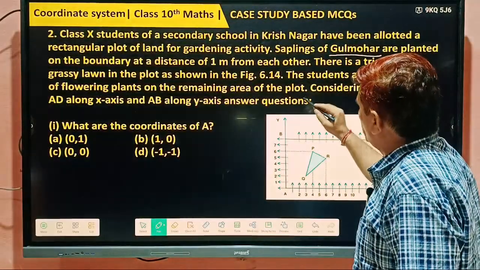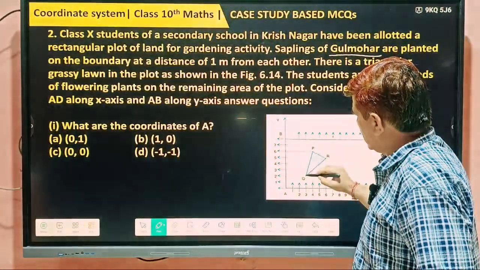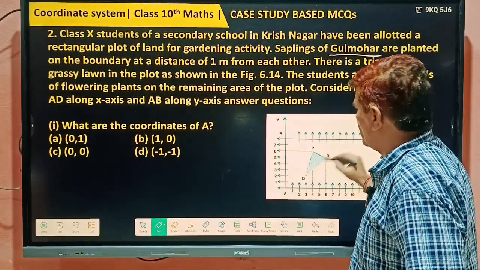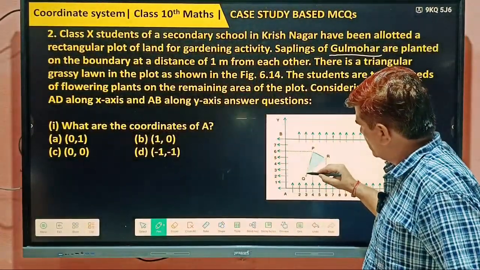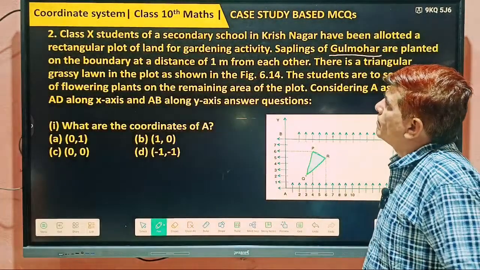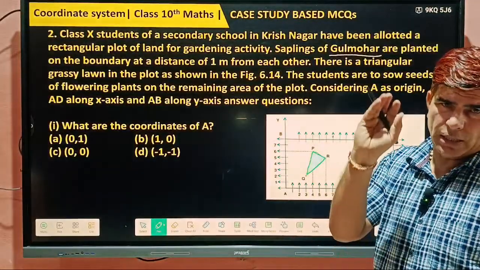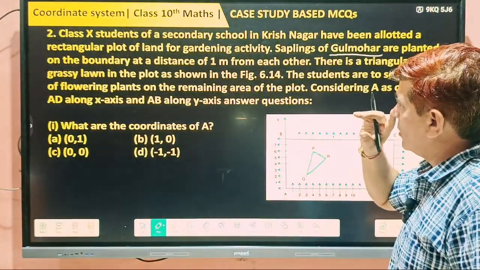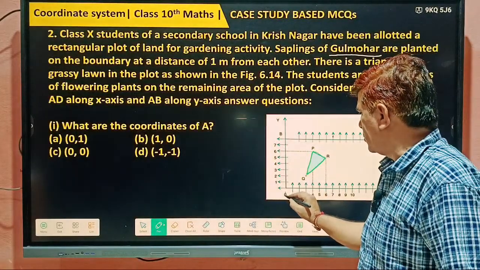There is a triangular grassy lawn in the plot, as shown in figure 6.14. This is the grassy lawn in the plot. The student has to sow seeds of a flowering plant on the remaining area of the plot, considering A as the origin. So this is taken as the origin.